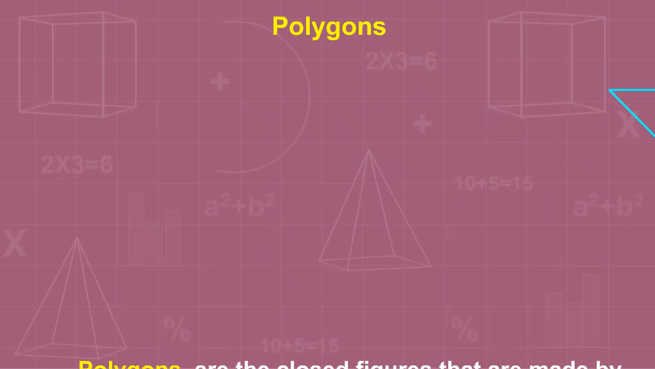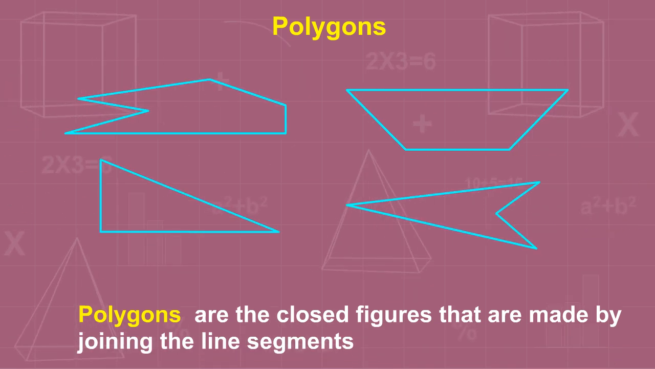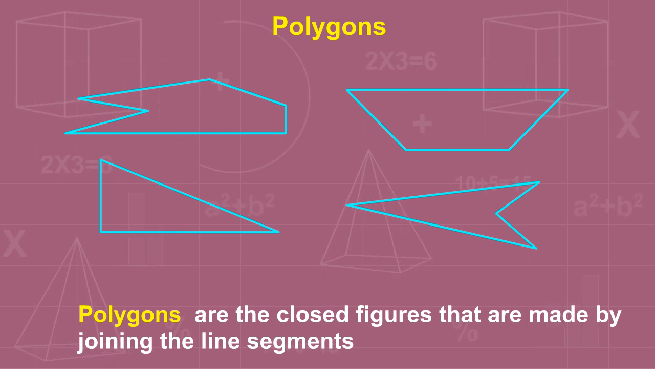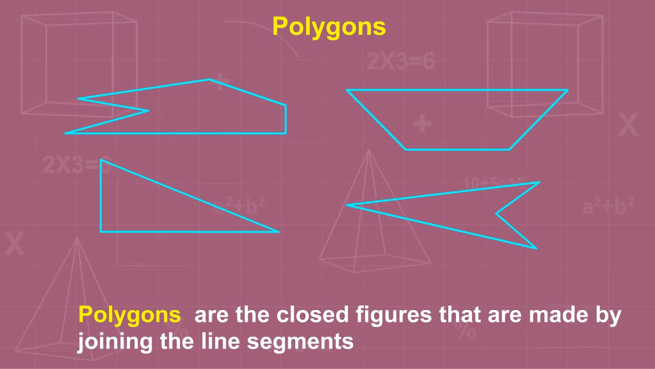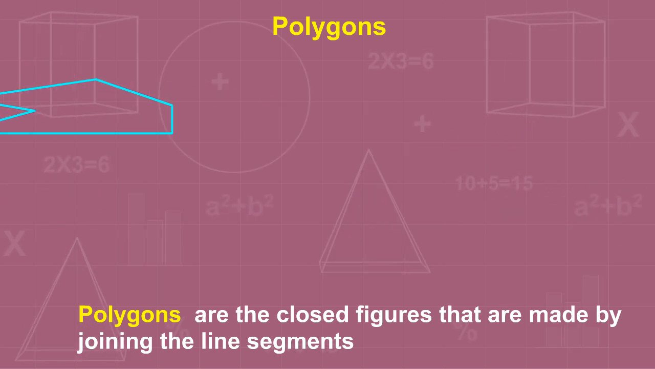Polygons. Polygons are closed figures that are made by joining line segments so that each line segment intersects exactly two other line segments at their endpoints. These are some examples of polygons.